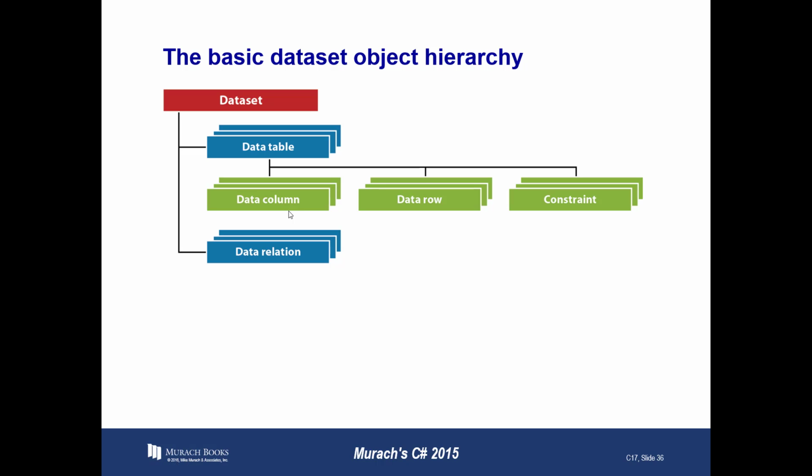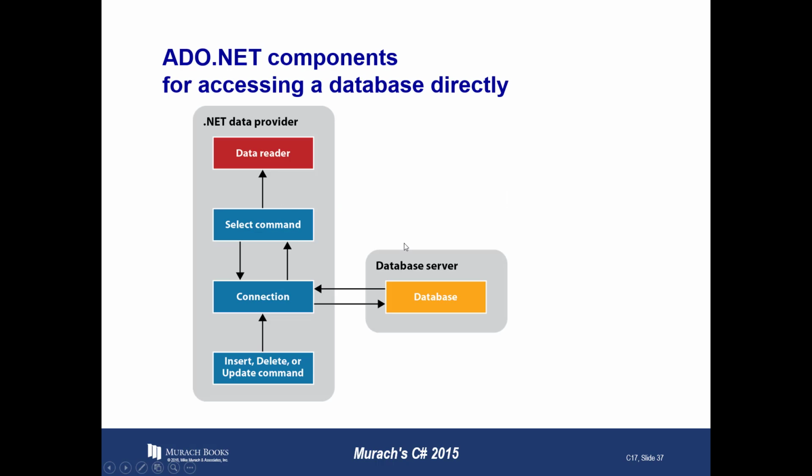So this is the hierarchy, and you'll notice that a data table, this shouldn't surprise you, is made up of columns and rows. Those columns and rows can have constraints set up with them. ADO.NET components for accessing a database directly, well, notice select, insert, update, delete should all sound familiar to you.